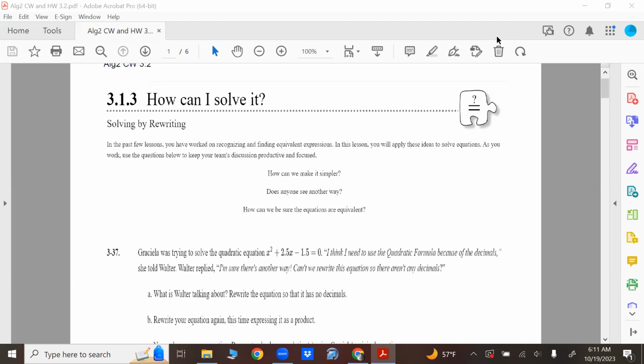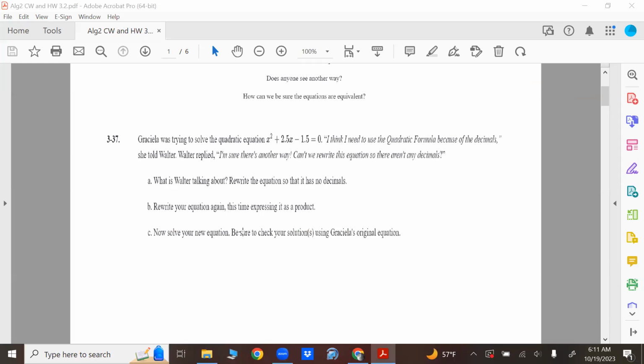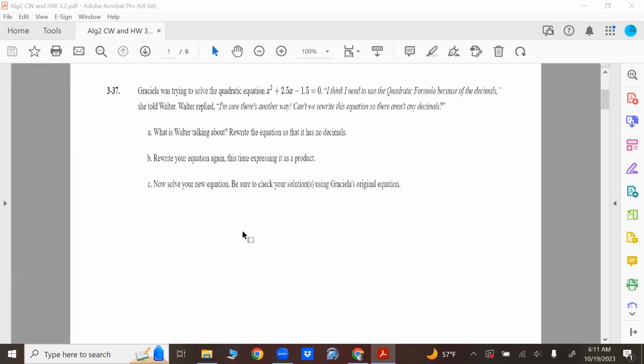So this is about rewriting equations and solving by rewriting. So let's just get to it. I could read all this blurb stuff, but let's just get to the first example here. So Graciela is trying to solve this equation, x squared plus 2.5x minus 1.5 equals 0.